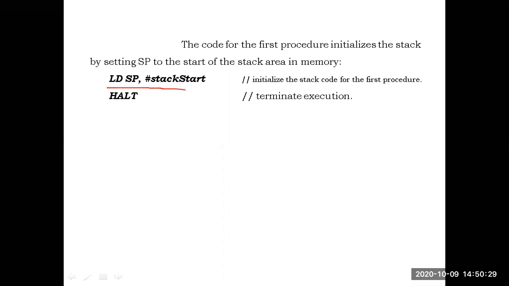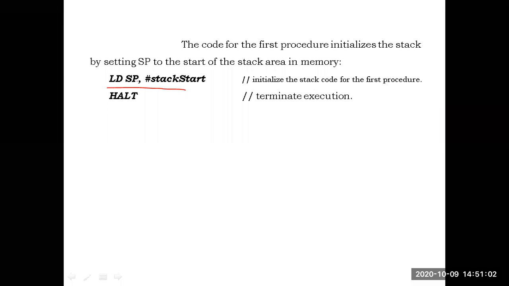See, initially load stack pointer. The initial three address code can be converted into instructions, first LD SP, load stack pointer, hash stack start. Load SP means the stack pointer is loaded with the starting address of the activation record of the first procedure.